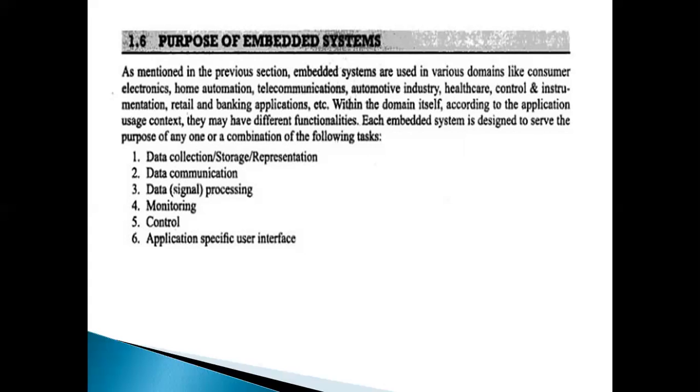So we can have an embedded system for any particular purpose. So that is called application specific embedded user interface. So these are the purposes of the embedded system.